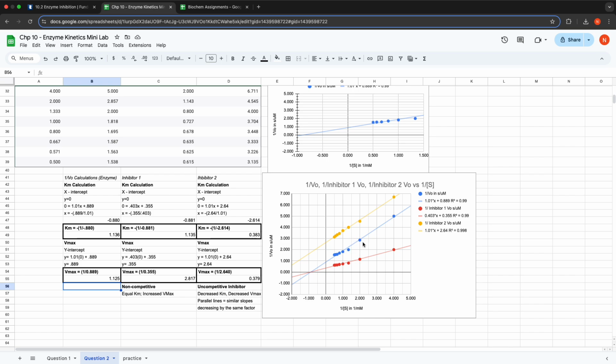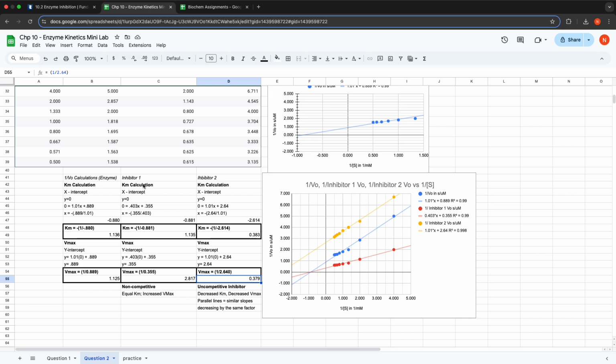So again, we do the exact same math for inhibitor 1 and inhibitor 2. Doing that formula and going through the math, we find that Km for inhibitor 1 is 1.135 and the Vmax is 2.817. And then for inhibitor 2, same formula, we find that Km is 0.383 and that our Vmax is 0.379.